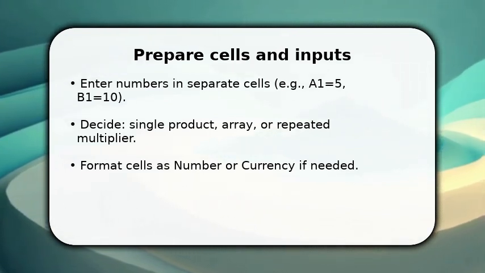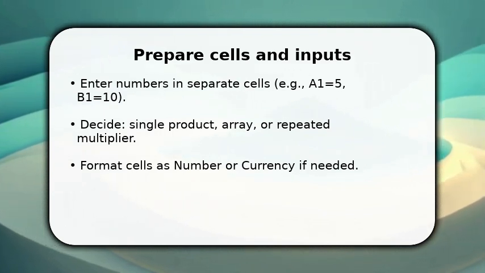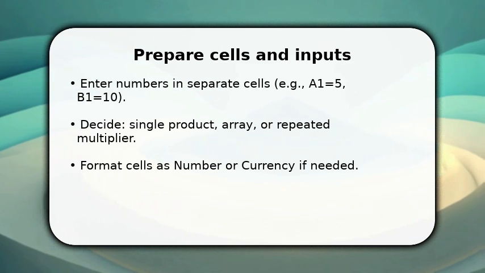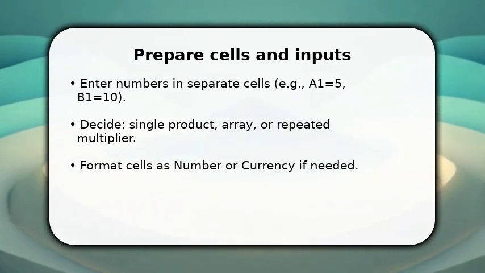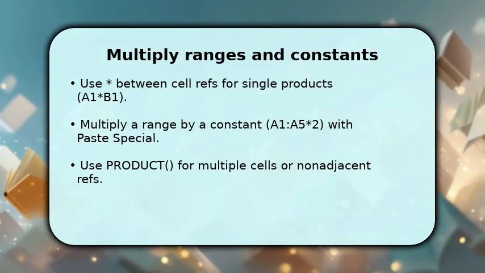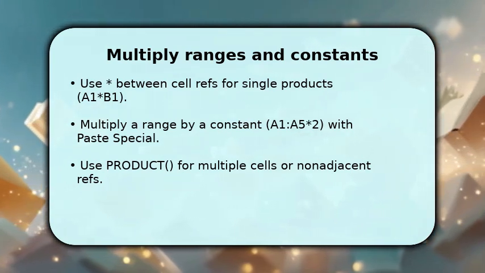Once done, make sure the input cells show the expected types, so formatting like decimals or currency stays consistent for downstream calculations. To multiply many cells, use a simple formula or the PRODUCT function for clarity. Equals PRODUCT(A1, B1, C1).